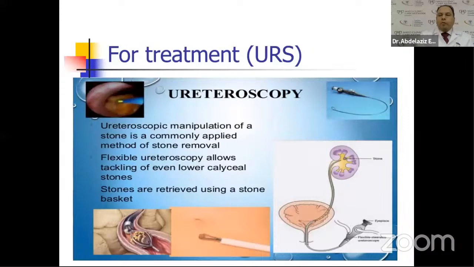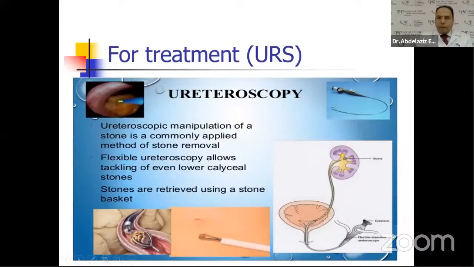The most common line of treatment of the urinary tract stones, especially the ureteric stones and the renal stones, is ureteroscopy. Ureteroscopic manipulation of the stone is a commonly applied method for stone removal. Flexible ureteroscopy allows the targeting of even lower calyceal stones. The stones are removed usually by the stone basket.